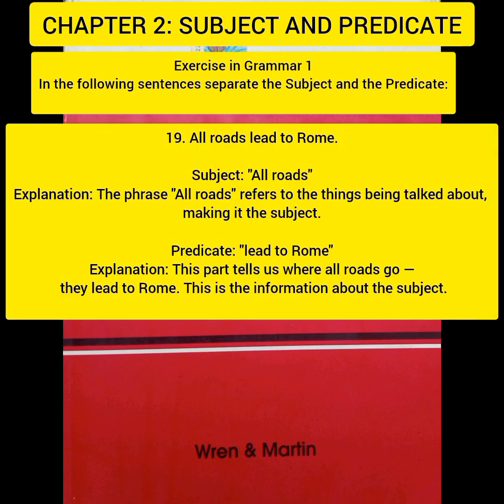19. All roads lead to Rome. Subject: all roads. Explanation: the phrase all roads refers to the things being talked about, making it the subject. Predicate: lead to Rome. Explanation: this part tells us where all roads go, they lead to Rome. This is the information about the subject.